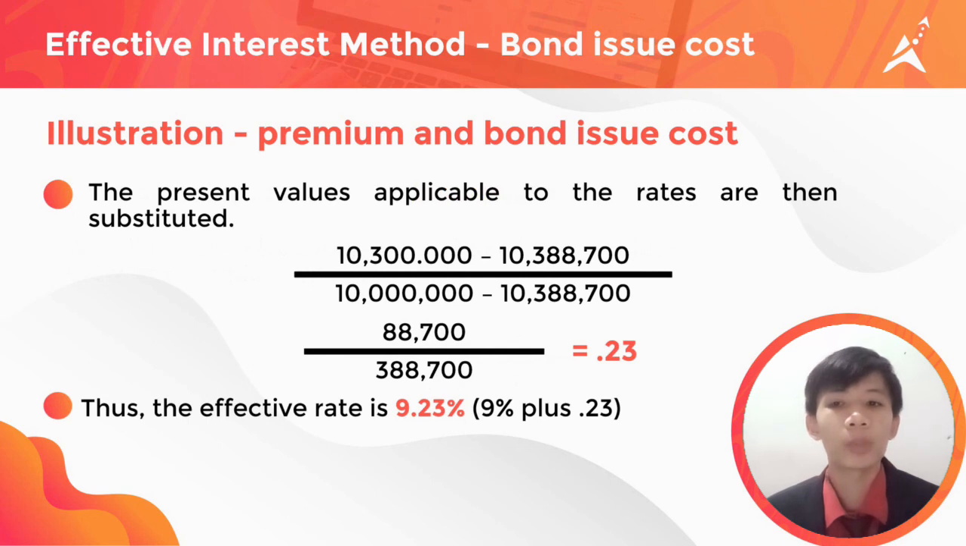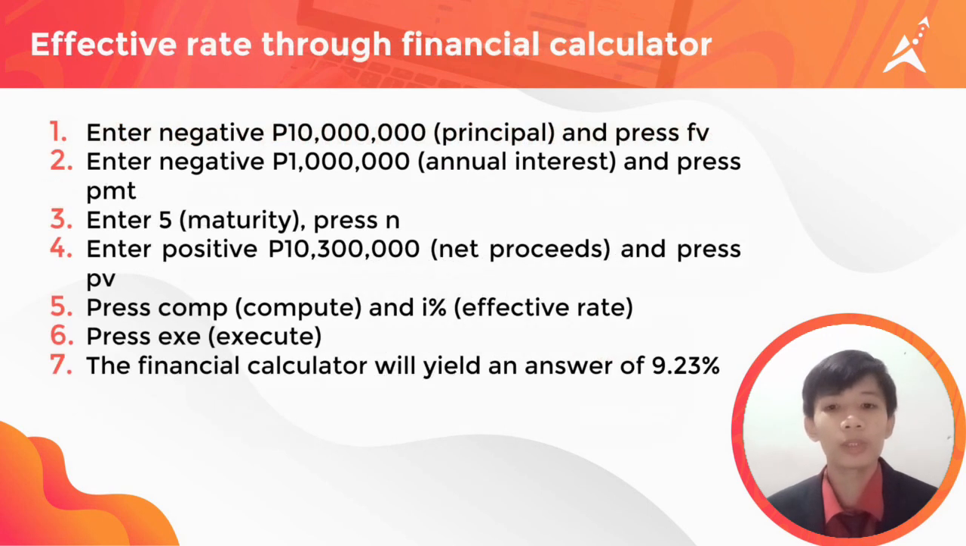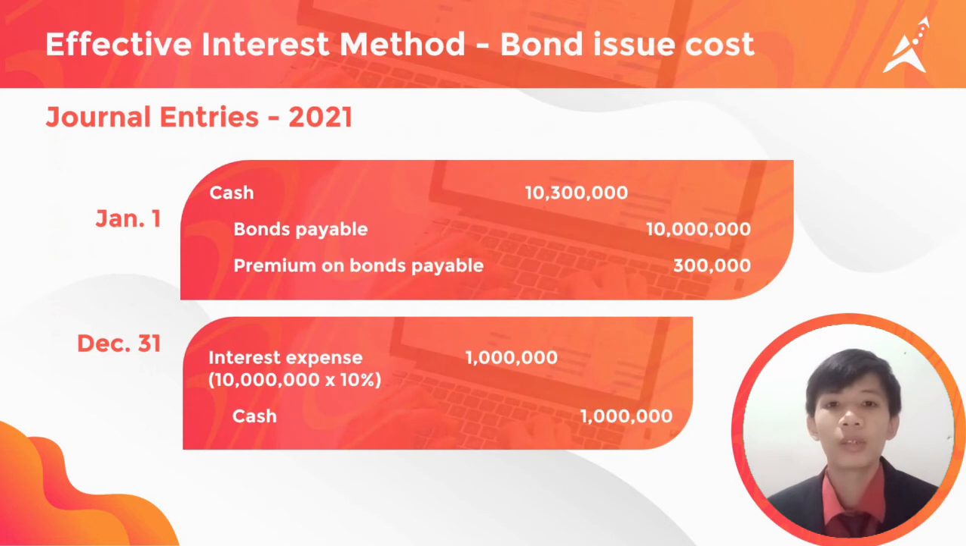So the answer is 0.23, which is the differential between 9% and 10%, which would be subsequently added to 9%, resulting in an effective rate of 9.23%. And again, for those who want to try and solve for the effective rate using a financial calculator, you can pause this video and follow the steps shown on the screen, and you will also get the answer of 9.23%. So next are the journal entries.